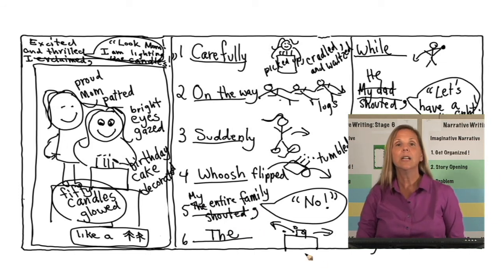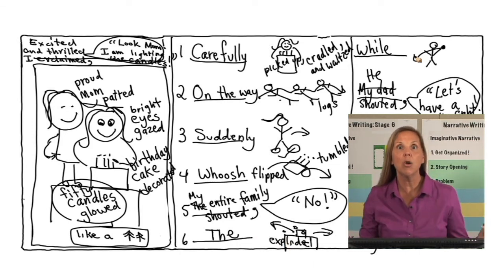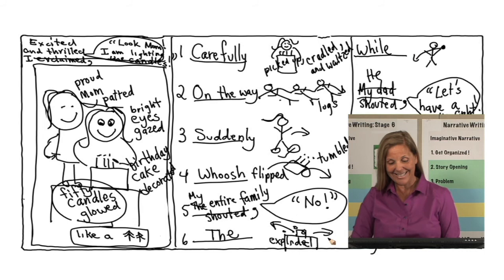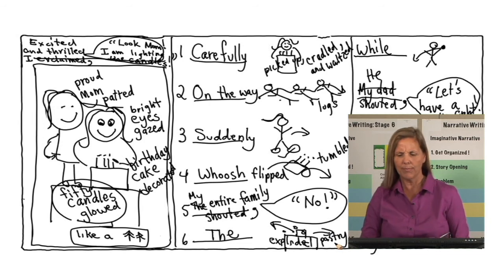The cake exploded on the table. So we're going to write exploded. The cake exploded when it landed on the table, covering my family with pastry. That's good. I'm going to write the word pastry there just so that I don't forget that. So notice I'm just writing key words.